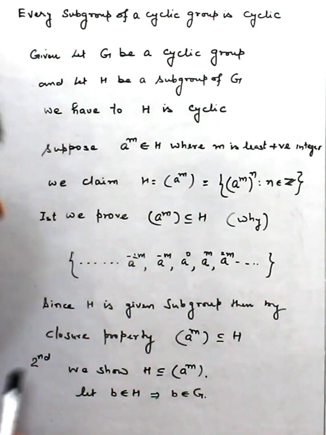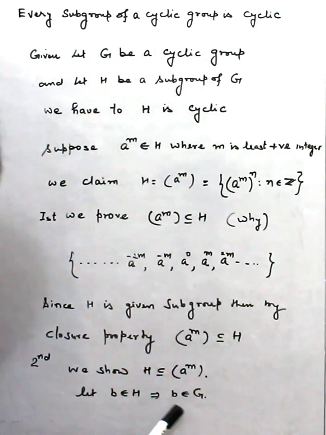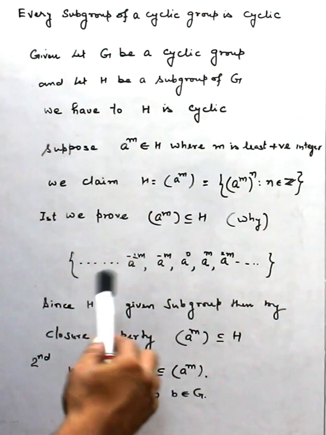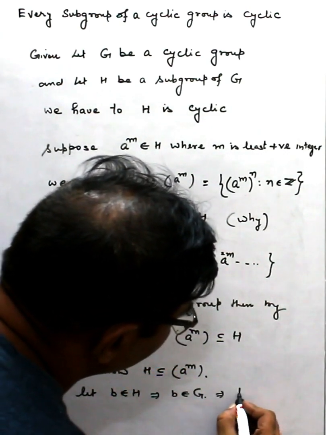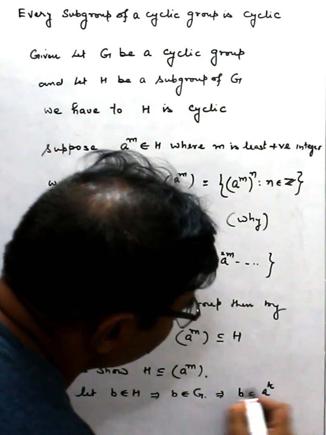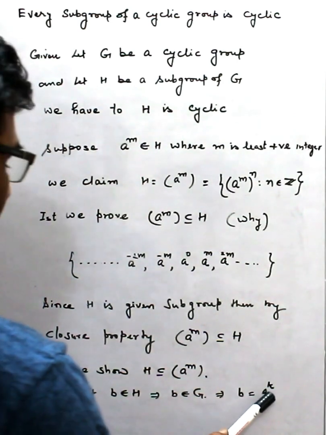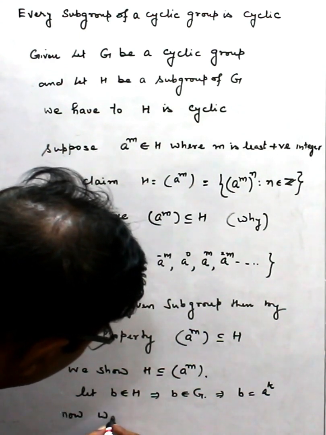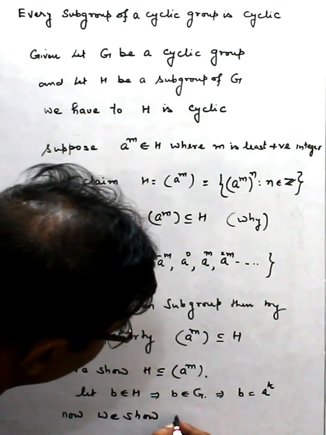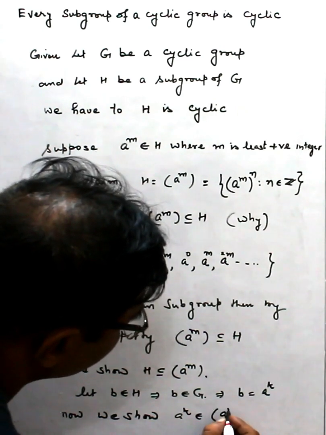So b is what type of element? Because G is given cyclic, therefore b is expressible in terms of a, which implies b is equal to a^k, because G has all elements of the type some power of a. Now we show that a^k belongs to <a^m>.